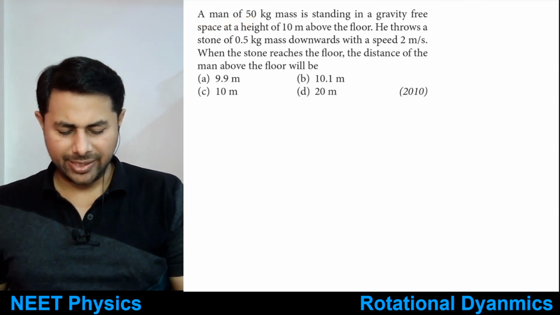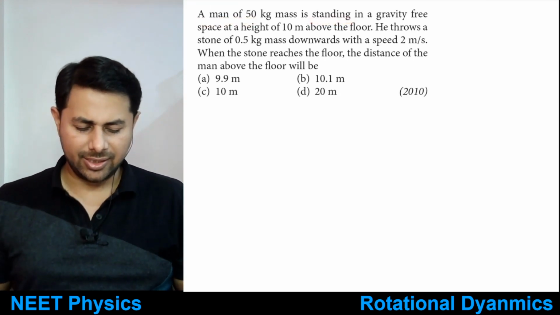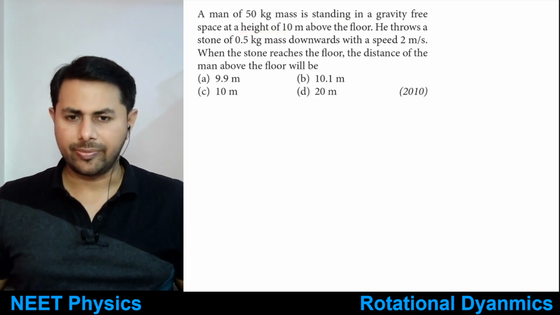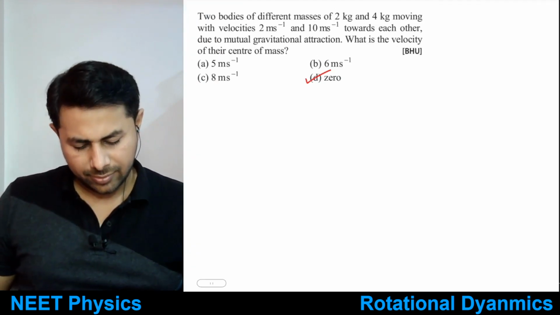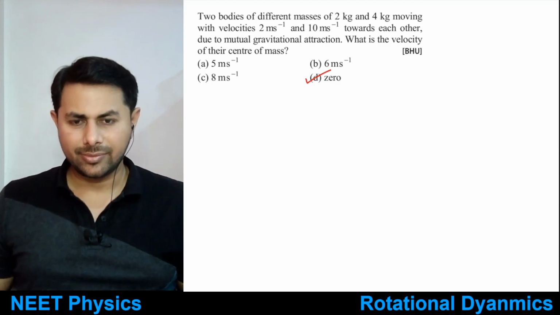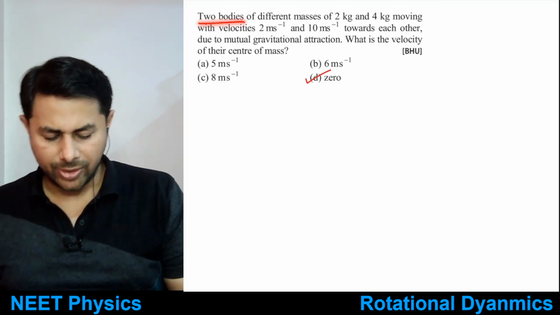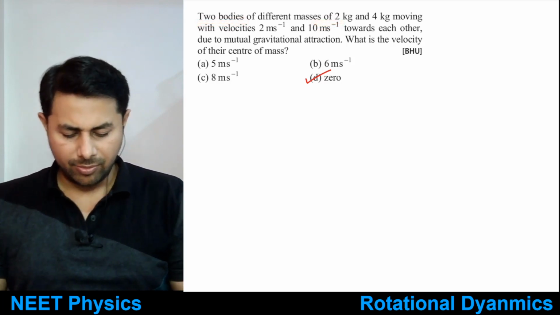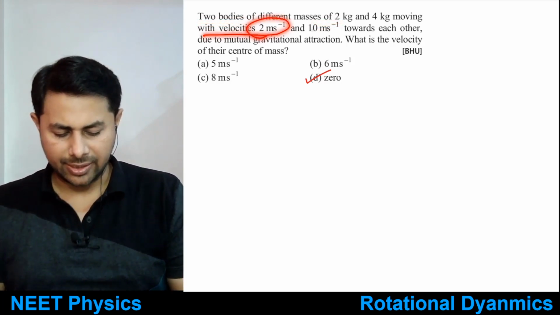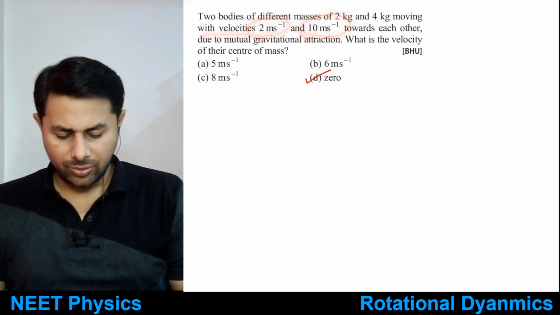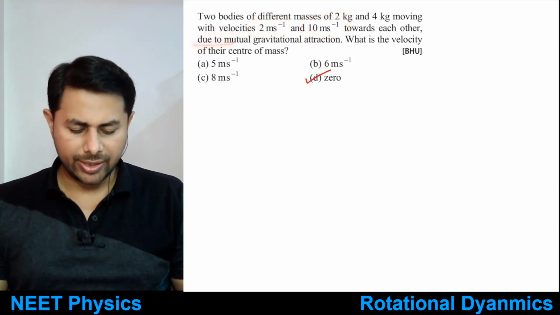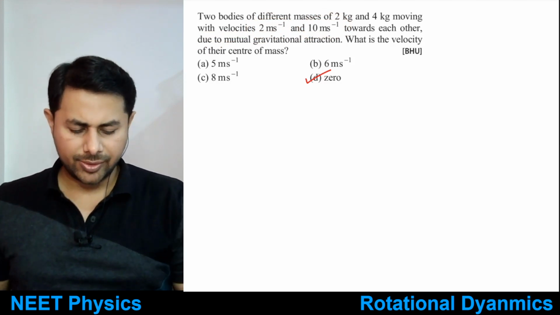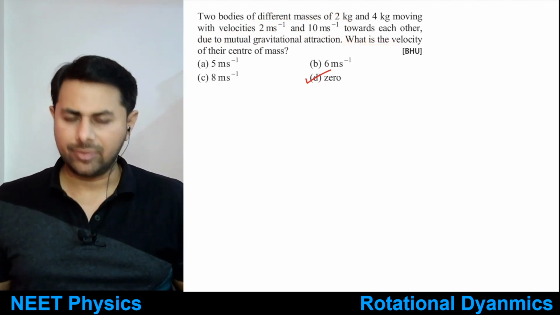A man of 50 kg mass is standing in the gravity free space at the height of 10 meter above the floor. What happened? Why is it 0? Two bodies of different masses of 2 kg and 4 kg moving with velocities 2 meters per second and 10 meters per second towards each other due to mutual gravitational attraction. What is the velocity of their center of mass?